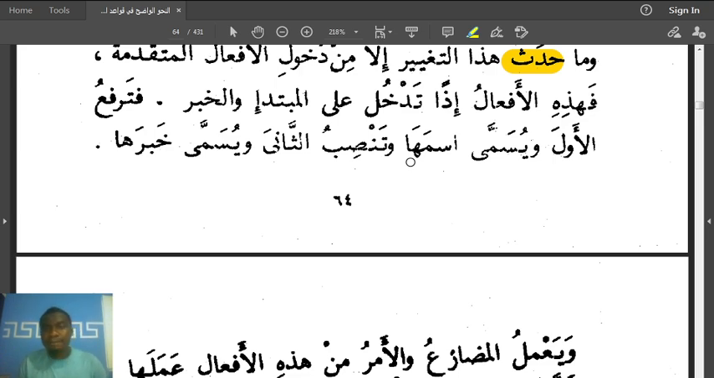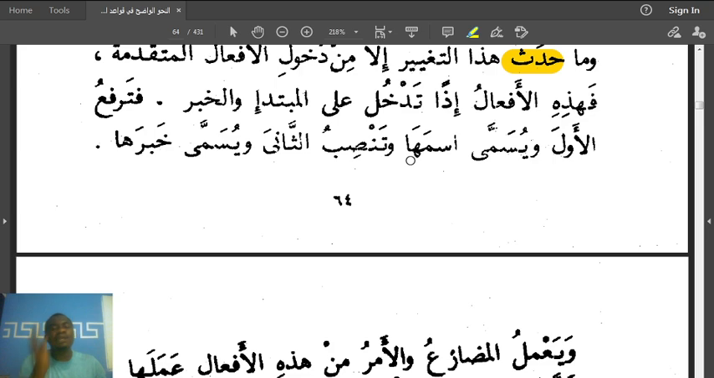Before kana came, in the sentence we had mubtada and khabar. When kana came, the mubtada is no more called mubtada. It is called ismu kana. This is what he means by ismaha, that is, ism kana. It becomes its name. So we say ismu kana marfu. It is the noun for kana. Kana now owns it. So you say ismu kana instead of mubtada.